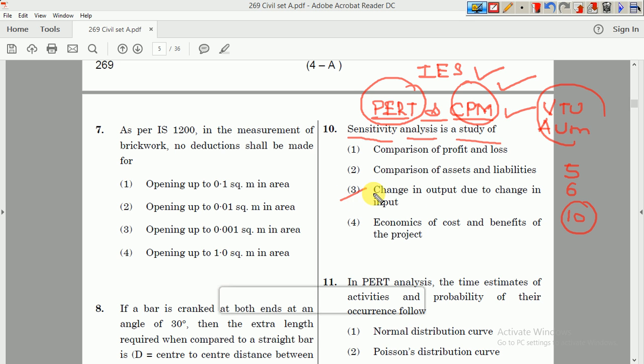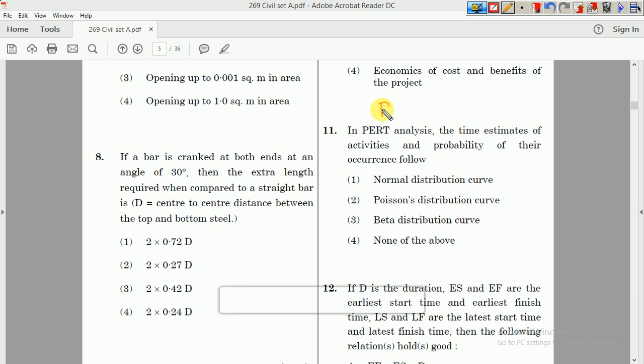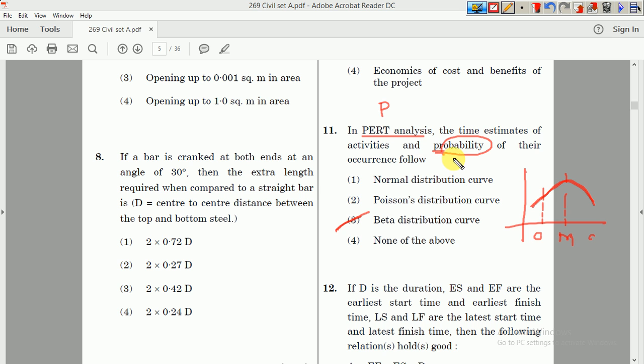So the answer is change in output due to change in input. Again, one more question is from PERT CPM. The PERT analysis, the time estimates for activities, the probability of their occurrence, is a beta distribution curve, because the curve will come like this, in which there will be most likely time, optimistic time, pessimistic time. That curve which is coming here is called the beta distribution curve. This is the probability of their occurrence.